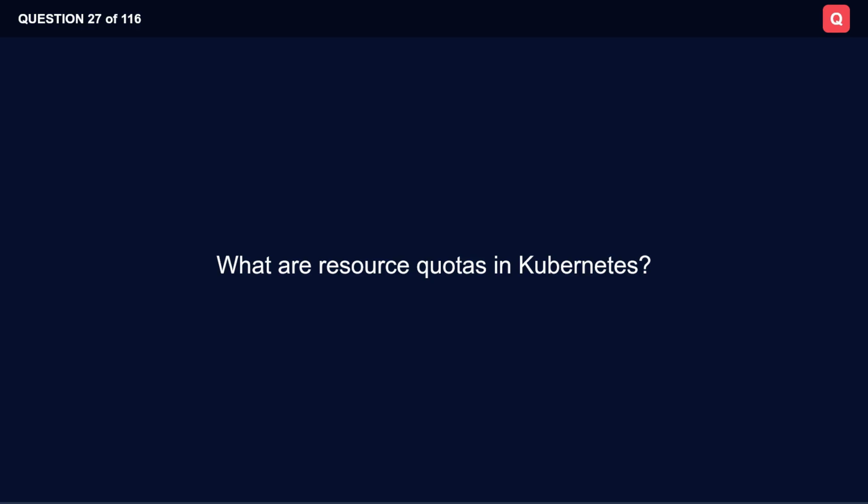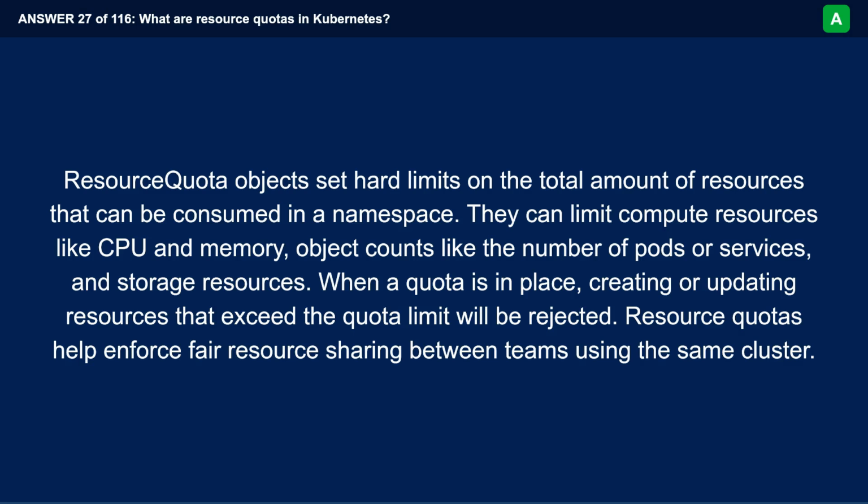What are resource quotas in Kubernetes? Resource quota objects set hard limits on the total amount of resources that can be consumed in a namespace. They can limit compute resources like CPU and memory, object counts like the number of pods or services, and storage resources. When a quota is in place, creating or updating resources that exceed the quota limit will be rejected. Resource quotas help enforce fair resource sharing between teams using the same cluster.